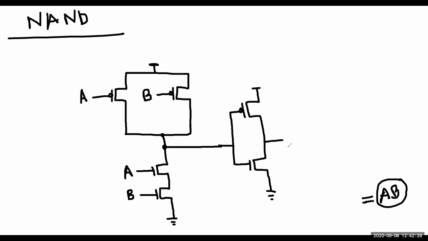This is a NOT gate, right? Yes. So Y is equal to A B bar. Okay?